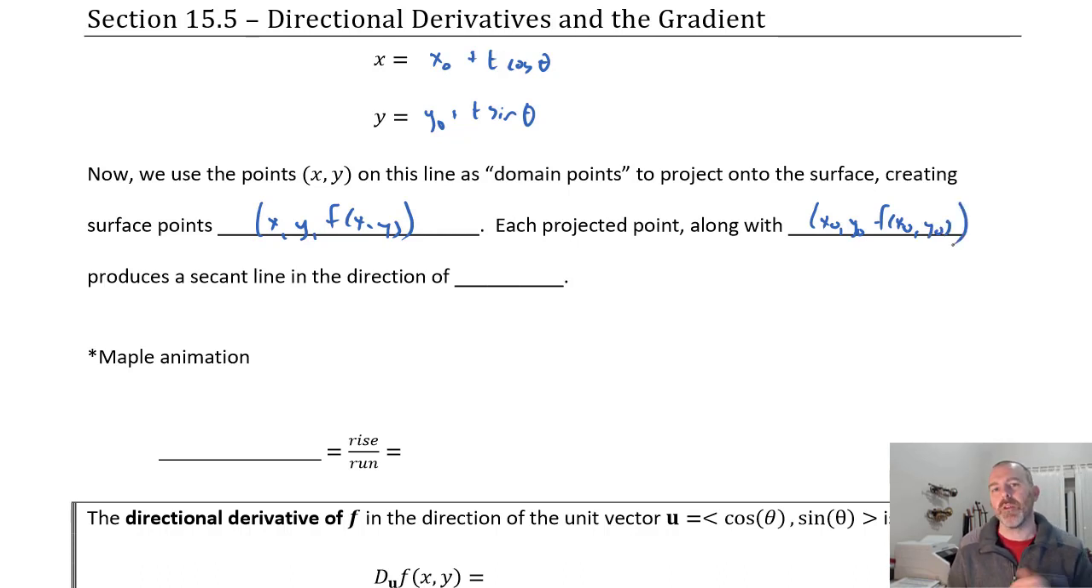And I'm going to do a Maple graphic here in a second. What we'll do is get a secant line if we use the original point plus the points that are above that line in the xy plane. We'll get a secant line that's in the direction of u. So let me switch to Maple here. Let me see how this works.